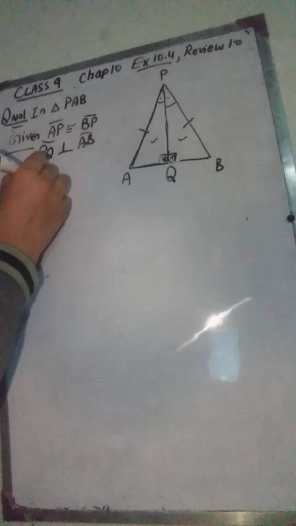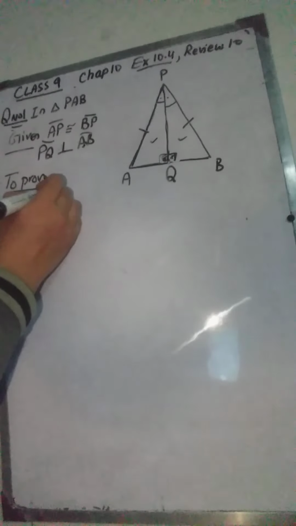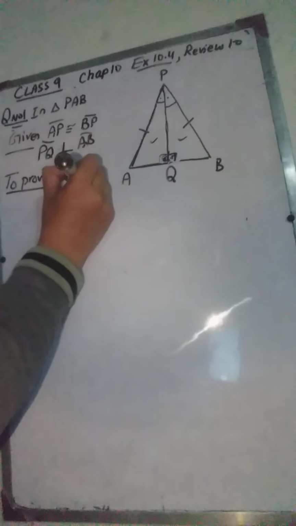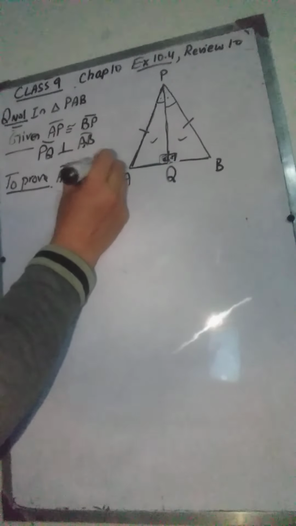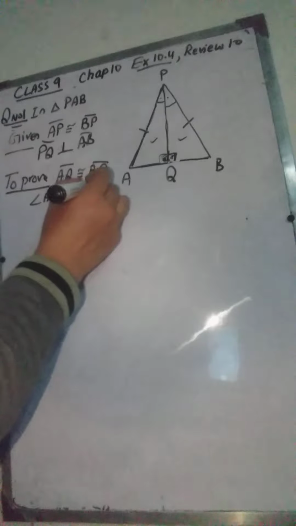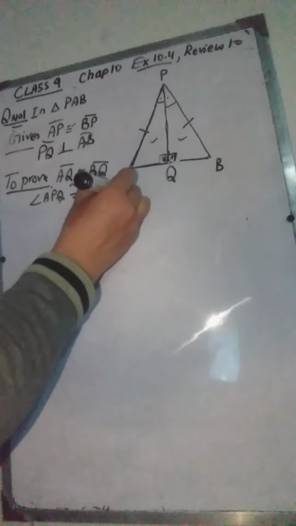We need to prove that AQ is congruent to BQ, and also angle APQ is congruent to angle BPQ. We need to prove these two angles to be equal, and that AQ is congruent to QB. This is what they have asked us to prove. Now let us start the proof.